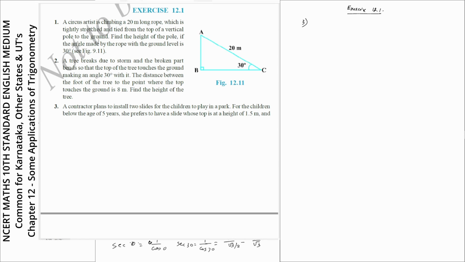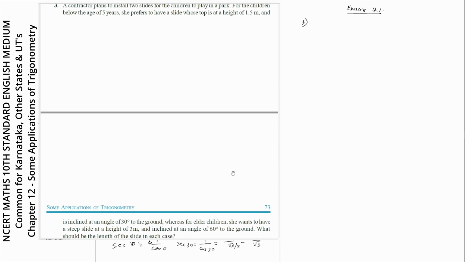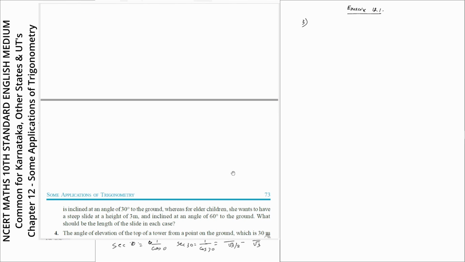Exercise 12.1, question number 3. A contractor plans to install 2 slides for the children to play in a park. For the children aged below 5 years, she prefers to have a slide whose top is at a height of 1.5 meter and is inclined at an angle of 30 degree to the ground. Whereas for the elder children, she wants to have a steep slide at a height of 3 meters and inclined at an angle of 60 degree to the ground. What should be the length of the slide in each case?